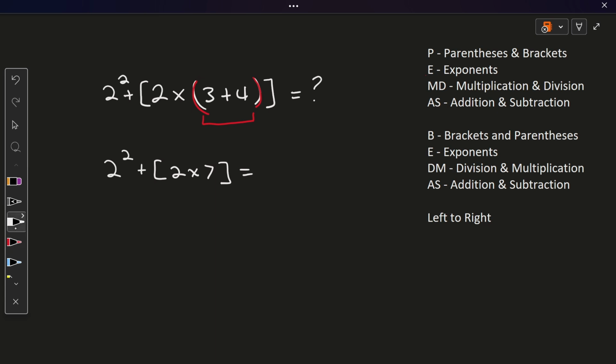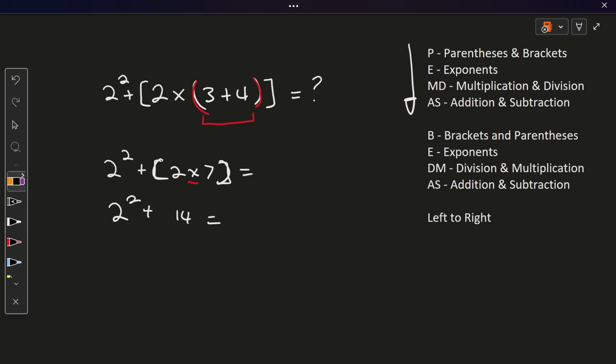And so we have to go through PEMDAS again. Are there any parentheses inside these innermost brackets? No, there are not. There are no exponents. There's only one operator, and it happens to be multiplication. And so, what is 2 times 7? 2 times 7 equals 14. And since 14 is the only term inside these brackets, we can remove them.